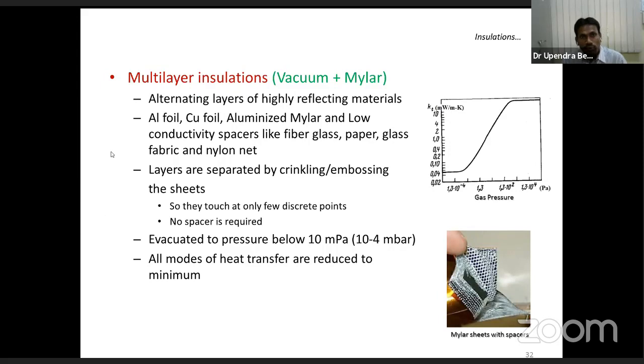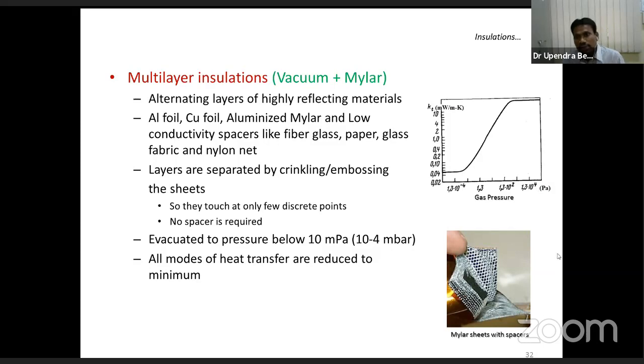Generally, aluminum foil, copper foil, or aluminum mylar, with low thermal conductivity spacers like fiberglass, paper, glass fabric, and nylon net, as you can see in this figure, is put. This is one layer of aluminum foil, then separated by a spacer, which can be of different materials like fiberglass or paper. Also, the optimum number of layers of insulation and the packing density of these insulations or the mylars matter.